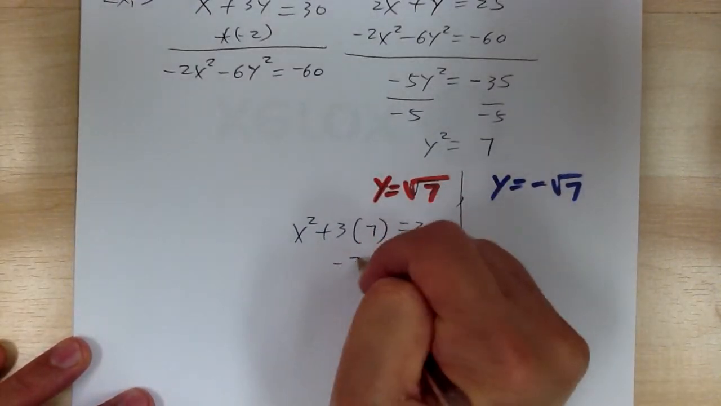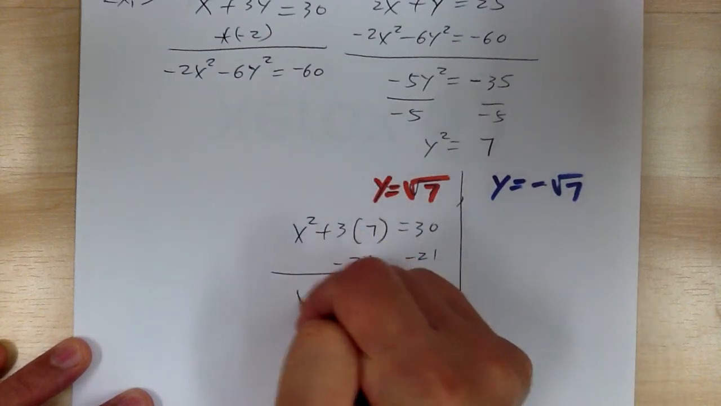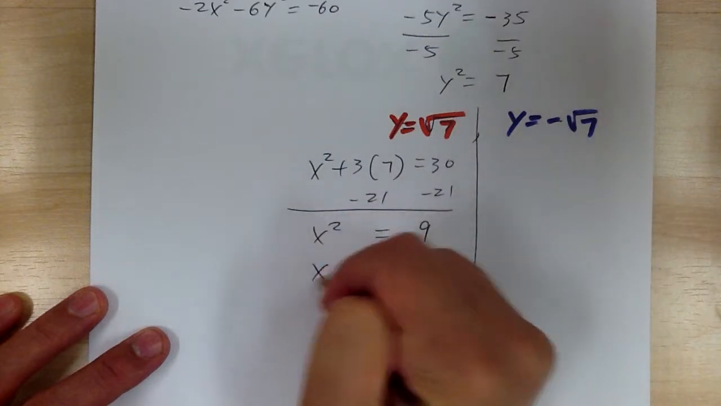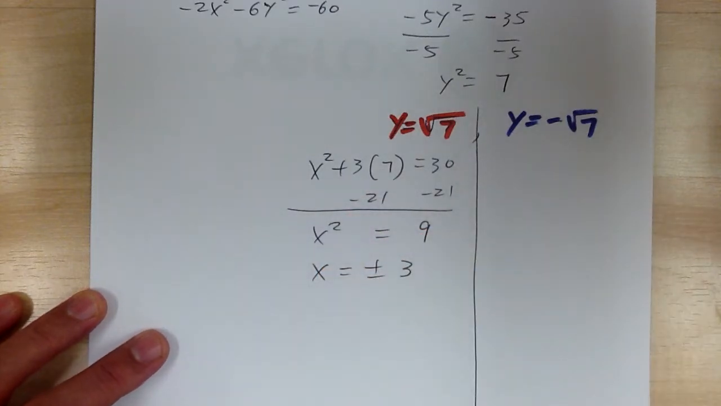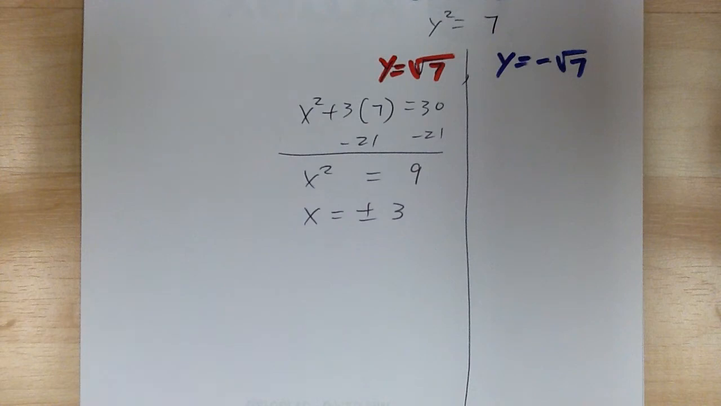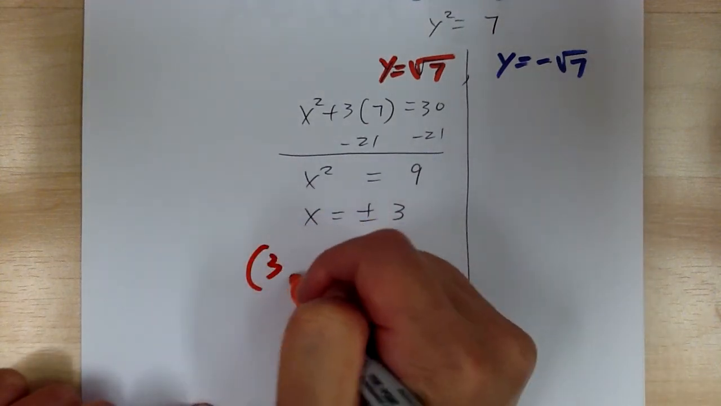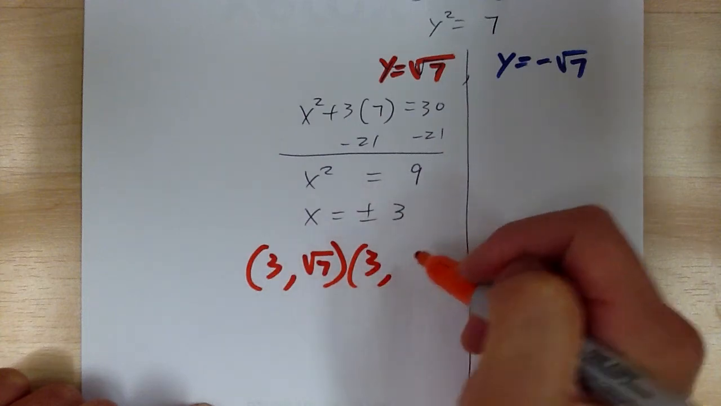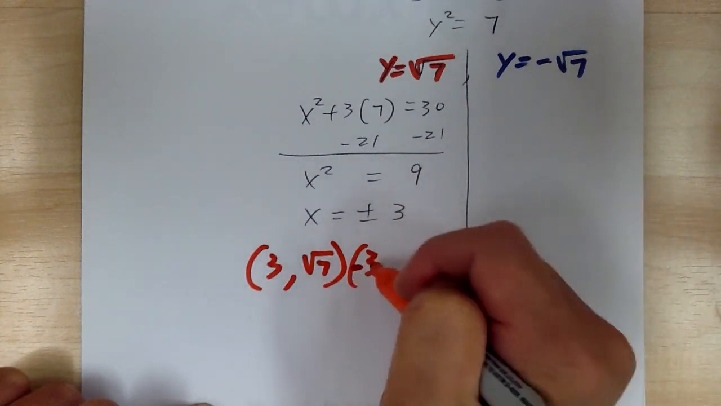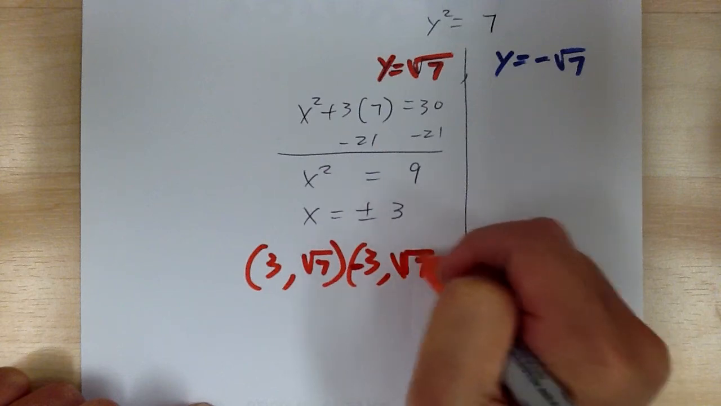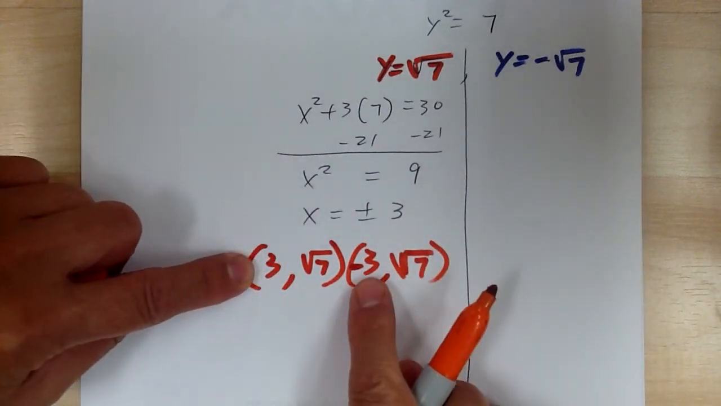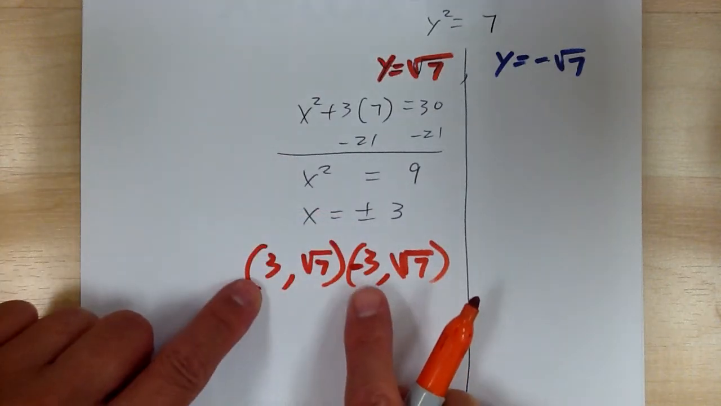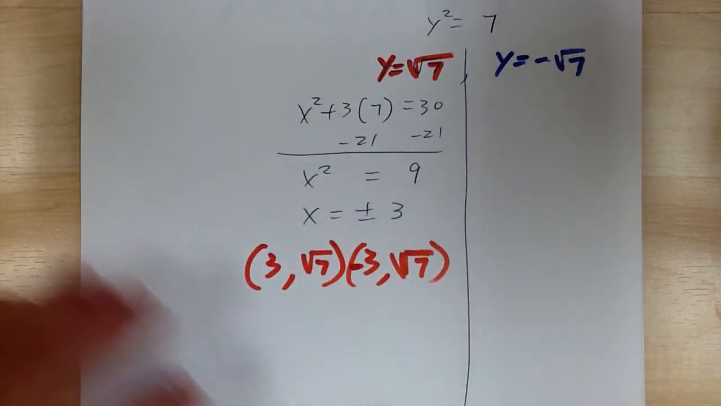And so minus 21 on both sides. So x squared equal to 9. So take the square root, so x equal to plus or minus 3. Okay, so now on here, your answer is going to be 3 comma square root of 7, negative 3 comma square root of 7. Right? So again, this is for plus 3 minus 3. So from here you're going to get two answers because of plus or minus 3.